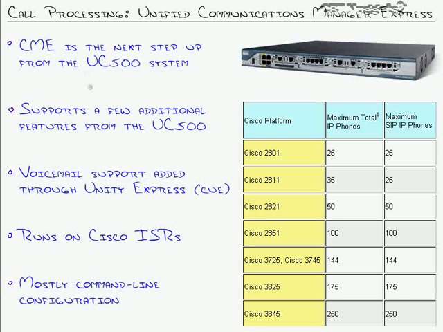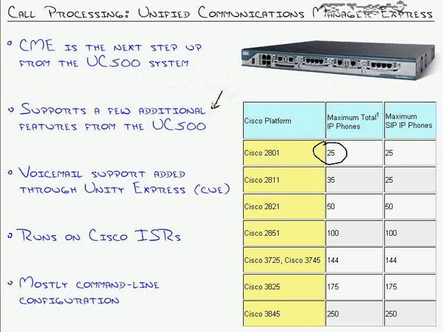What this is for is essentially the next step up from the UC500 system. Maybe. I say maybe the next step up, because you can see that depending on what router you have, you may not even be able to support as many phones as the UC500. This is designed to take an existing router platform, so your Cisco 2801 router that you have here, or whatever existing router that you have, and add call processing functionality.